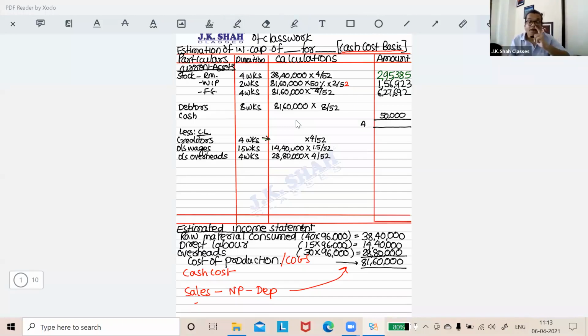Okay. Debtors. And as I told you, this itself is our cash cost. So 81 lakh 60,000 into 8 divided by 50. 12 lakh 55,385. Correct, correct. Just the answer.